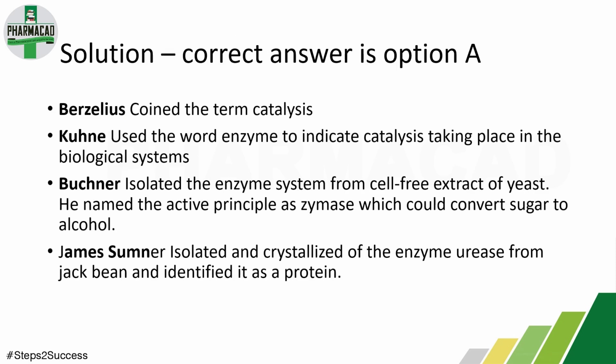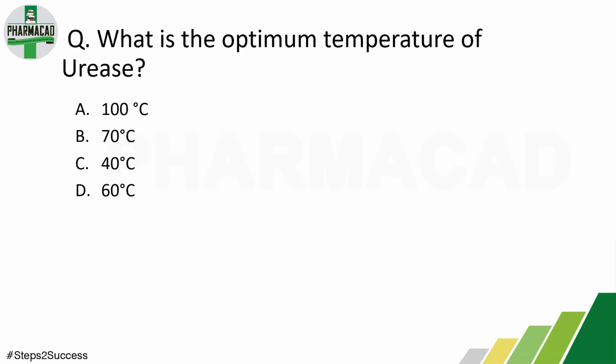Kuhne used the word enzyme to indicate the catalysis taking place in the biological system. Buchner isolated the enzyme system from the cell-free extract of yeast. He named the active principle enzymes, which could convert sugar to alcohol. James Sumner isolated and crystallized the enzyme urease from the jack bean and identified it as a protein. So you have to remember these scientists and whatever term they coined or whatever discovery they made, because this type of question can be asked in GPAT. Move on to the next question.